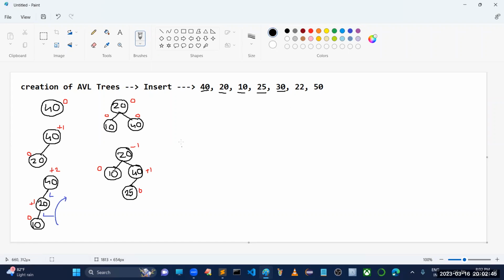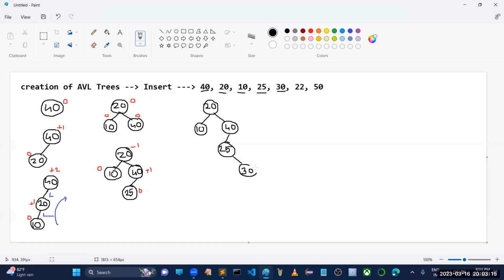Now what is the next one? We have to insert 30. Sir, let us see here how it will be. 20 is nothing but the root node. For this, 10 is the left subtree, already it is there. 40 is the right subtree, already it is there. 25 is there. Up to this there is no imbalance, everything is correct. By adding 30: greater than 20, less than 40, greater than 25, here we are going to add.